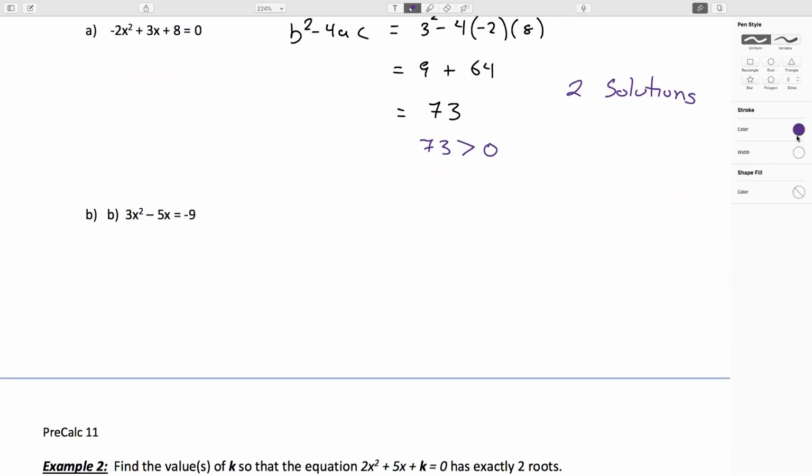Moving on, 3x squared minus 5x equals negative 9. Now this one, you've got to be really careful. Remember, to use the quadratic formula, you need to move everything to the other side. So we're going to move the negative 9 over by adding it to both sides. This is going to change the equation to 3x squared minus 5x plus 9 equals 0. So b squared minus 4ac is going to be negative 5 squared minus 4 times 3 times 9.